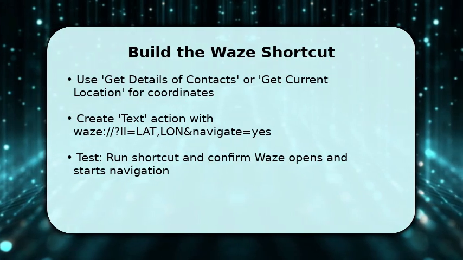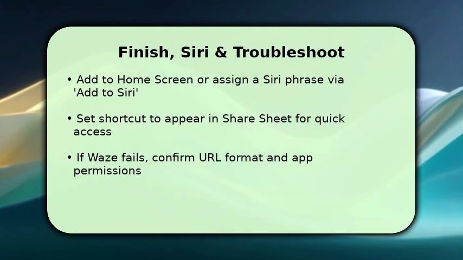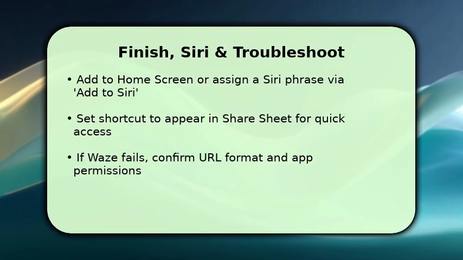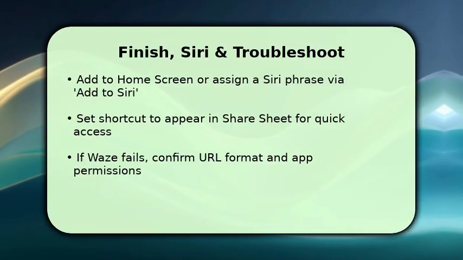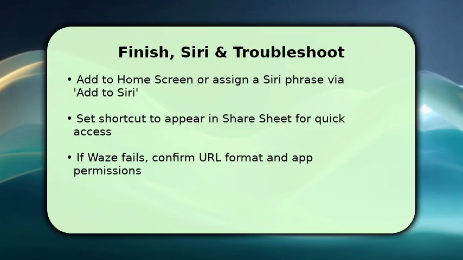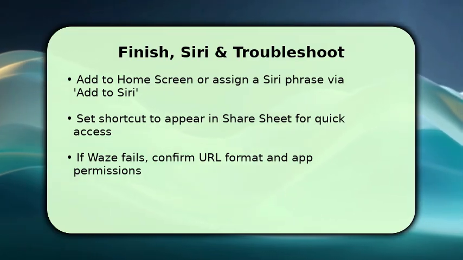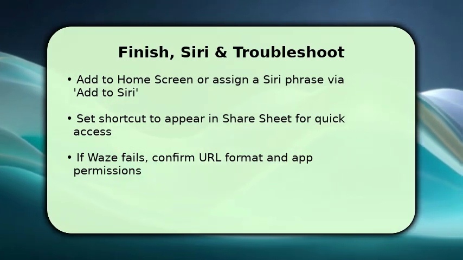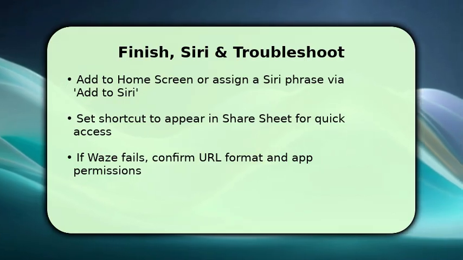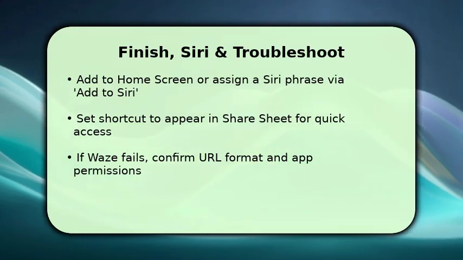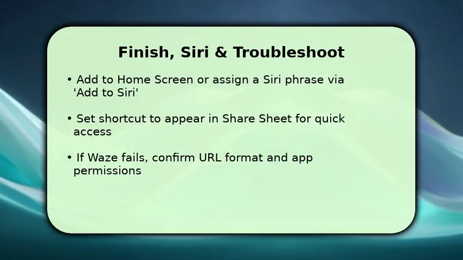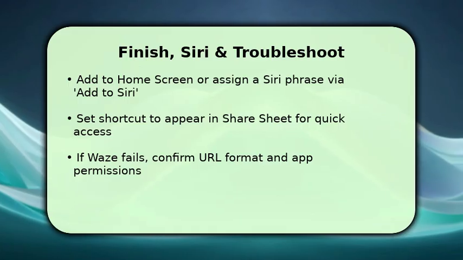Finalize by naming the shortcut clearly and add it to your home screen for one-tap access, or record a Siri phrase so you can say the phrase and launch Waze hands-free. If you want link handling, enable the shortcut in the share sheet so addresses can be sent to it from other apps. If something goes wrong, make sure the Waze URL is exact, location permission is granted, and Waze is up to date. Resetting the shortcut or reinstalling Waze usually resolves edge case failures.